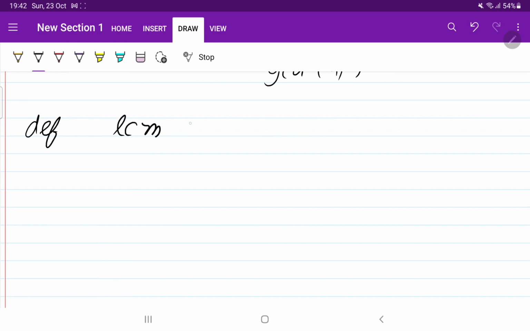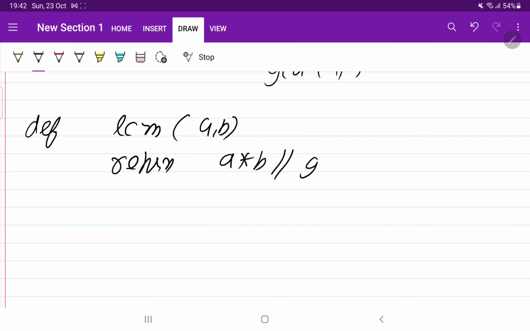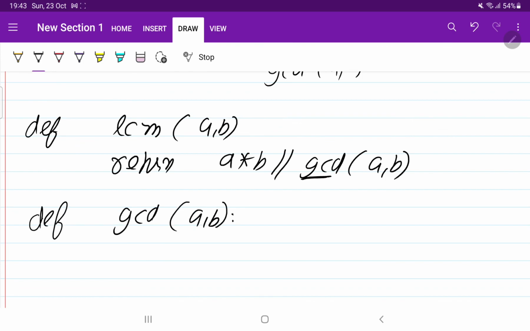So define LCM. Let us write the function name as LCM. What will it do? It will return A multiplied by B divided by GCD of A and B. So whenever you reach the function, it will call the GCD function. What is the GCD function that we have already written? To run this code you need to write two functions, one for LCM and one for GCD.